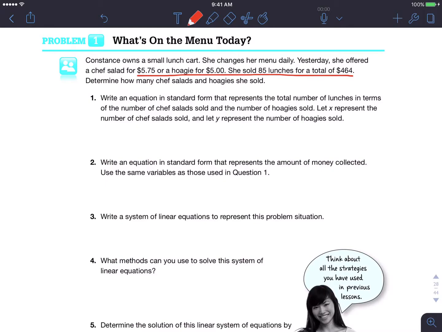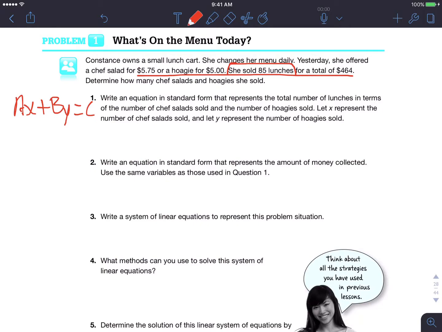So number 1 says, write an equation in standard form that represents the total number of lunches in terms of the number of chef salads sold and the number of hoagies sold. Let X represent number of chef salads sold and let Y represent the number of hoagies sold. Okay, that sounds a little confusing, but I think we can get it. So if you forgot, standard form is AX plus BY equals C. That's standard form, okay? So number of lunches sold was right here.